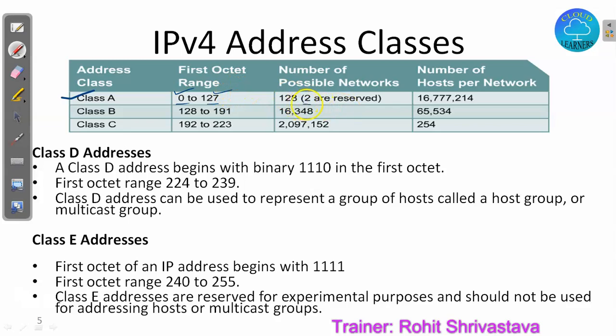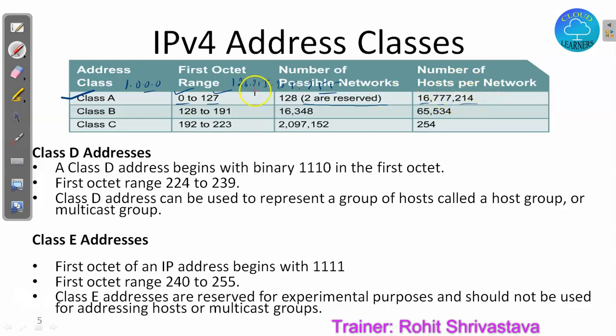As you can see here, it is written that 2 are reserved, so we can't use 0. Basically for class A, the IP address starts from 1.0.0.0 and ends at 126.255.255.255. Clear? This is the IP range. Now how many total hosts per network will there be? Here it is 16,777,214, which means we can have about 16 million hosts. How do we get this? We will discuss it shortly.